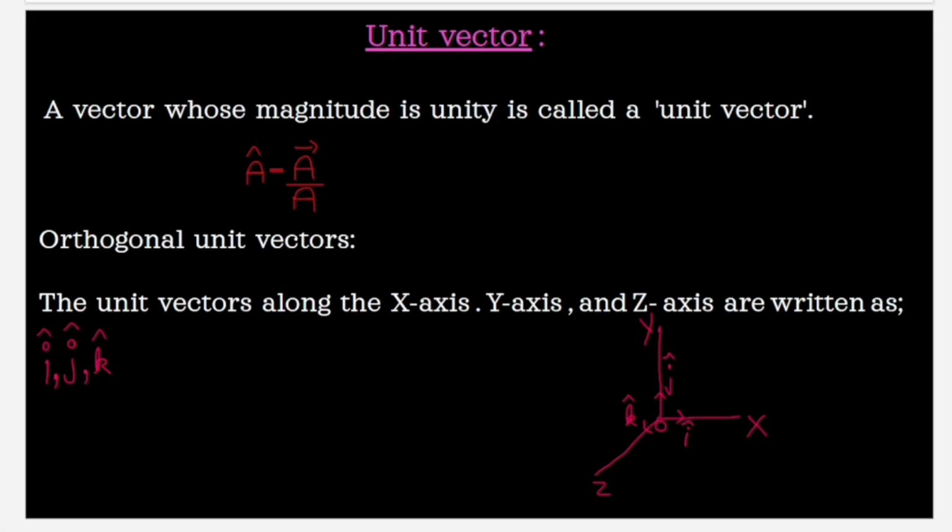A vector whose magnitude is unity is called a unit vector. So the formula goes like A cap is equal to A vector by A, where cap is used to represent unit vector, A vector is the vector and A is the magnitude. What are orthogonal unit vectors? The unit vectors along the x-axis, y-axis and z-axis are called orthogonal unit vectors. They are written as i cap, j cap and k cap.